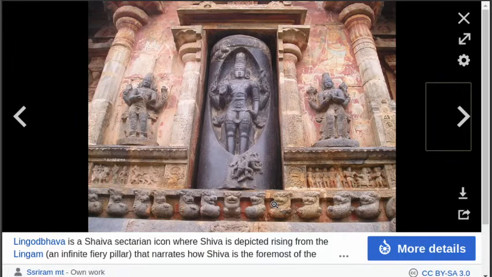There are no snakes, there is no river coming out of his head, and there are no animals around him. So it looks like something changed here, and this is South India. So he looks like a king in this picture. Very beautiful image.